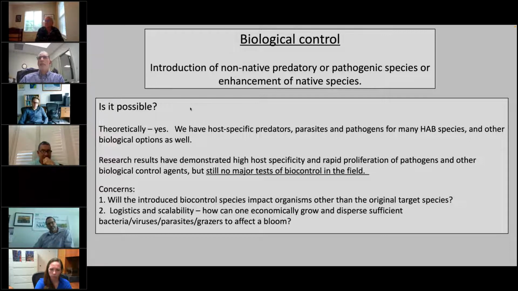Not yet. And among the concerns are, imagine someone says, I'm going to go drop this virus into the water of Tampa Bay. You can imagine the kind of concerns people would have about trying to prove that it's not going to affect organisms other than the one that it's targeting. There are also logistical concerns about how you even grow and produce enough of the organisms you want and disperse them safely and so forth. So for a number of reasons, that's also been lagging in terms of progress.